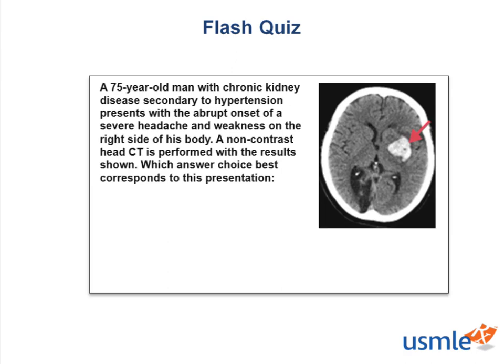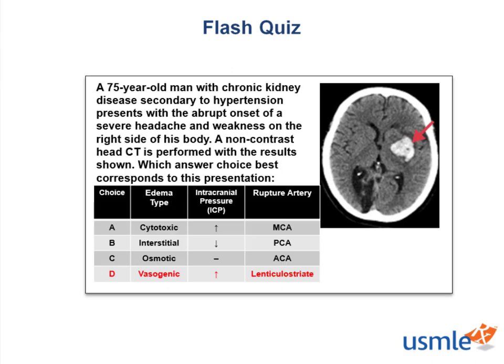The correct answer is D. Pictured here is hemorrhage in the basal ganglia, specifically the putamen. This area of the brain is supplied by the lenticulostriate arteries, which branch off of what vessel? The MCA, the middle cerebral artery. That is why A is a distractor, because you probably knew this was MCA territory.